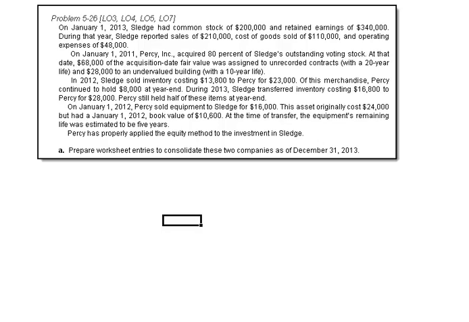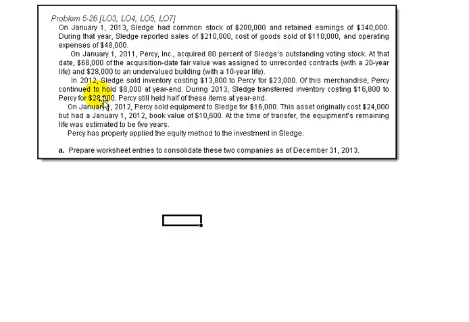Now, on January 1st of 2011, Percy acquired 80% of Sledge's outstanding voting stock, and on that date, $68,000 of the acquisition date fair value was assigned to unrecorded contracts with a 20-year life, and $28,000 to an undervalued building with a 10-year life. And that comes from this paragraph right in here.